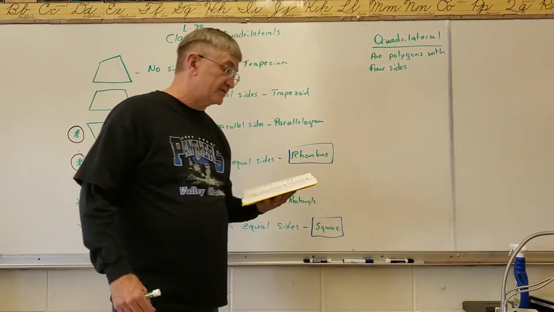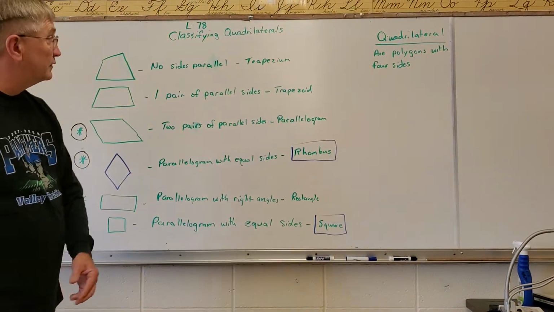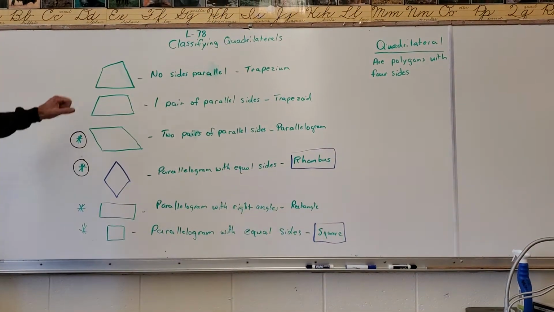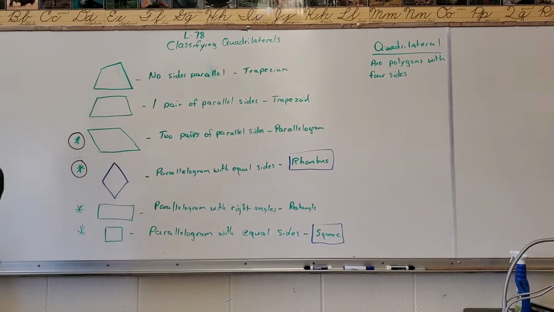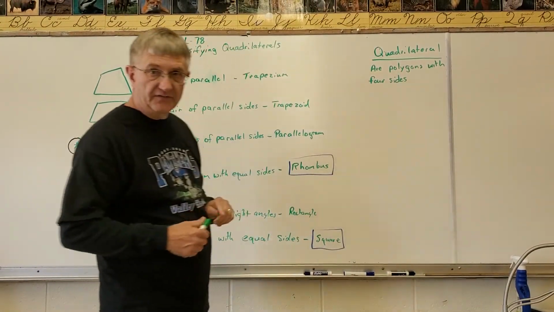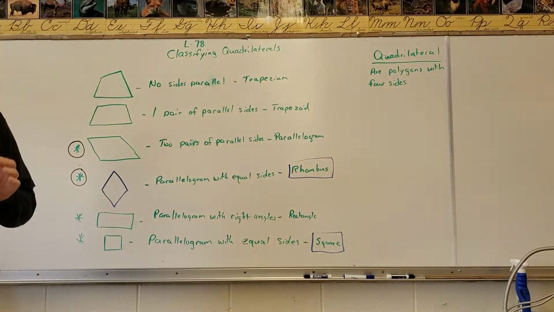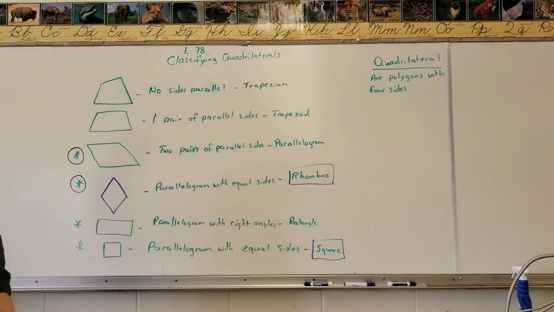First off, I'm on page 377, and I wanted to walk you through classifying quadrilaterals. It says right there at the beginning that quadrilaterals are polygons with four sides. That's the very first statement up there. So we have quadrilaterals, and they list all these different quadrilaterals.